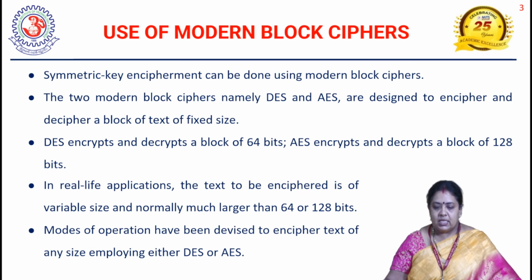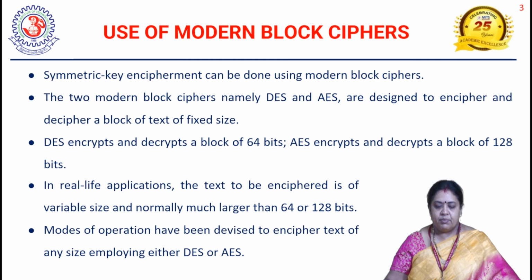So this DES and AES work on a block of text of fixed size, that we already know. DES works on 64 bits, whereas AES works on 128 bits. Already we discussed. So the DES algorithm works on plain text of block size 64 bits, and the AES algorithm is going to encrypt and decrypt a block of 128 bits.